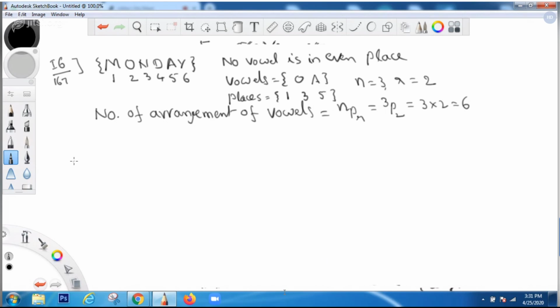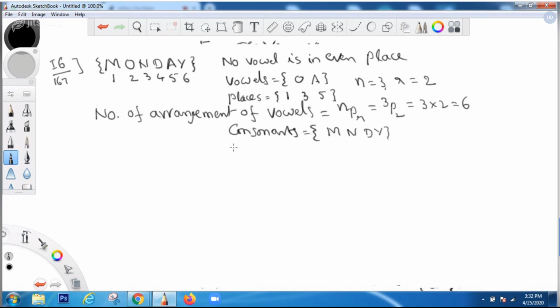Now we look at the consonants. Tell me what the consonants available to us are: M, N, D, Y. Good. The consonants can go elsewhere, no? How many places are used so far? 2 places only, out of 6.